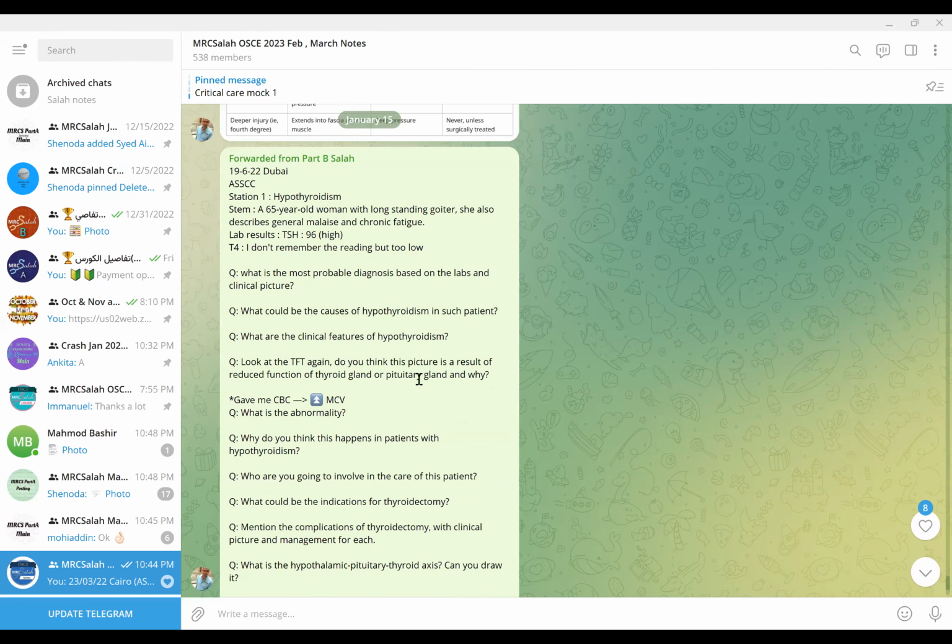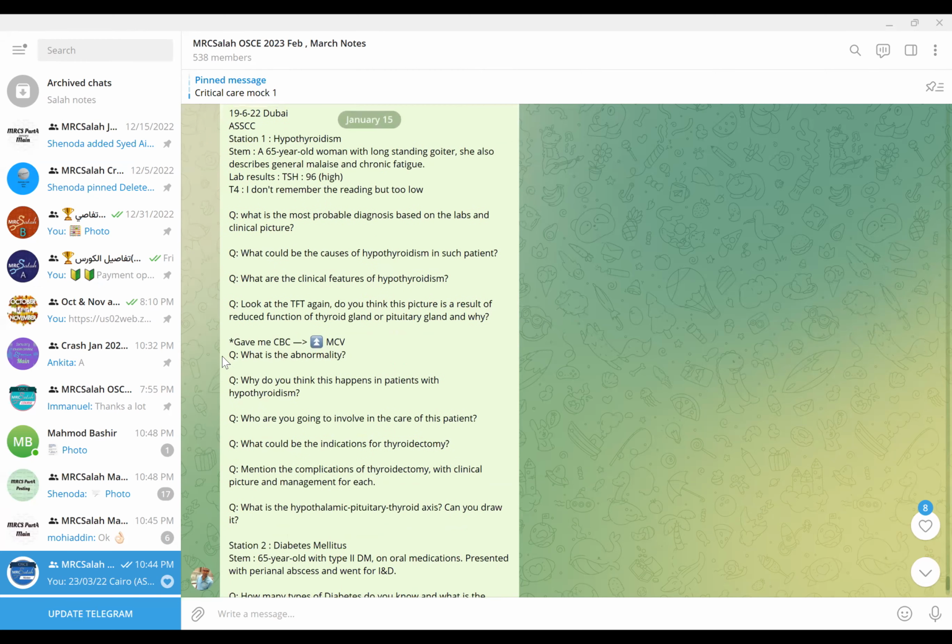Here is the Dubai exam. First case, hypothyroidism. A 65-year-old man, like the stem Dr. Suhan did exactly. What is the most likely diagnosis, labs, what could be the cause of hypothyroidism in such a patient, clinical features of hypothyroidism. Look at the full blood count again. You will find the CBC with a high mean corpuscular volume. So what is the abnormality for this patient? If the mean corpuscular volume is high, what type of anemia?